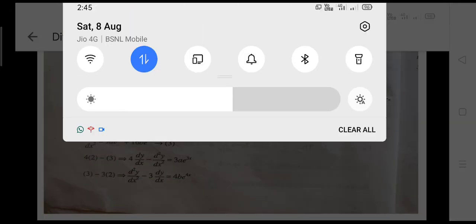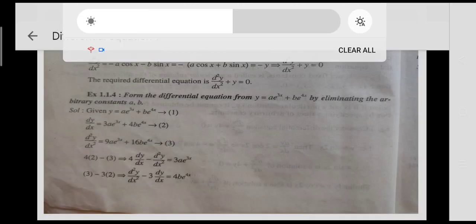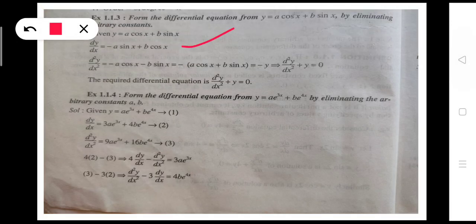Differentiate that equation with respect to x. That is, dy by dx is equal to a times the derivative of cos x, which is minus sin x, plus b times the derivative of sin x, which is cos x. So we got dy by dx is equal to minus a sin x plus b cos x.